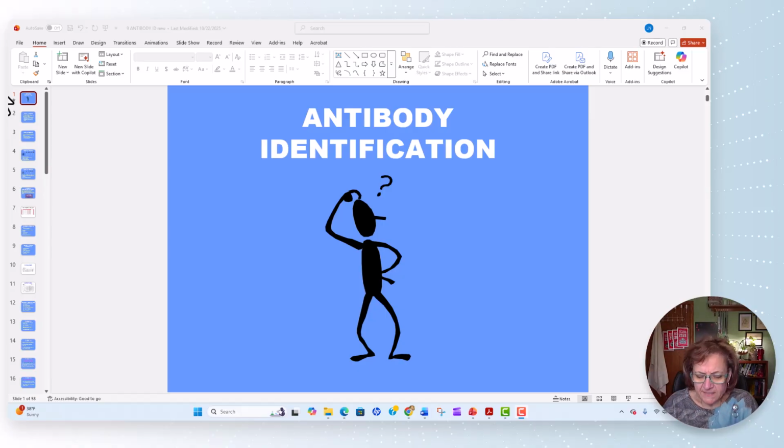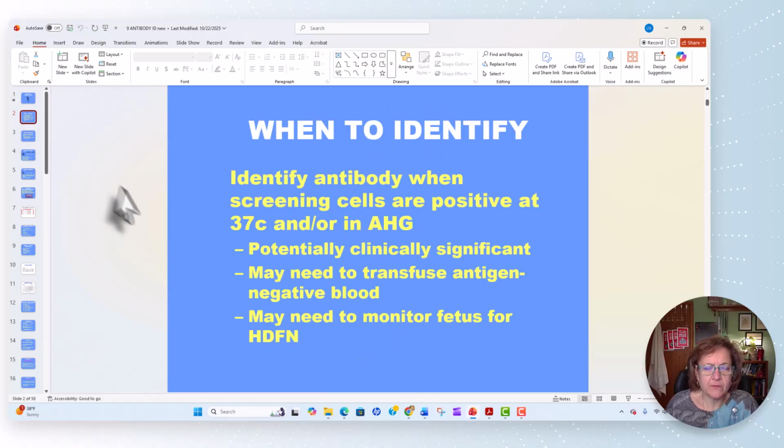So at this point, we are going to start talking about antibody identification. So when do we worry about doing antibody identification?